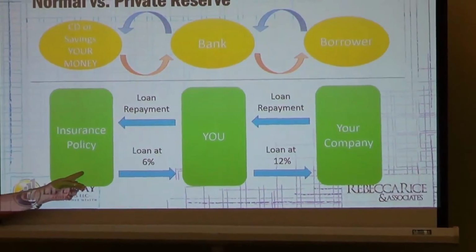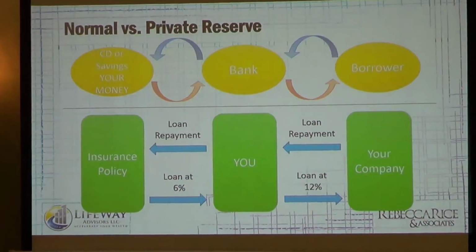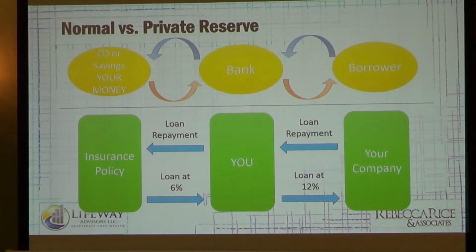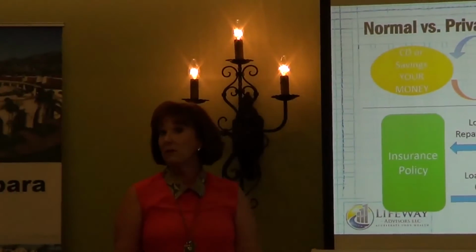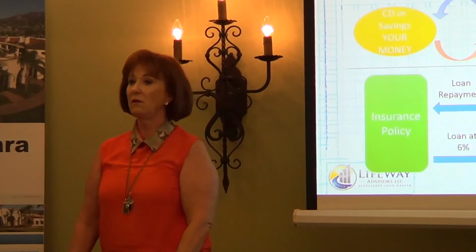You borrow money from the insurance company at 6%. You loan it to your company at 12. Why in the world would you want to loan it at 12? Unless there might be some tax advantages to doing it. Your company pays you back the 12%, and then you make the loan payment back to the insurance company. Have you used your money? No. Your money's still compounding, right? Uninterrupted. Are you a wealth creator right here? Yeah, in a couple of ways.